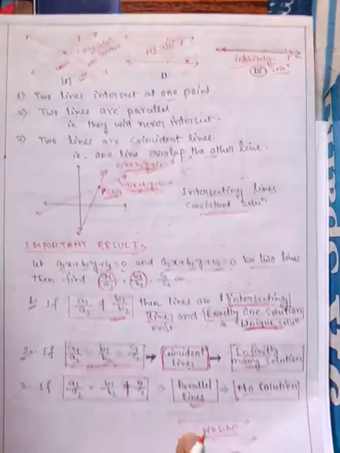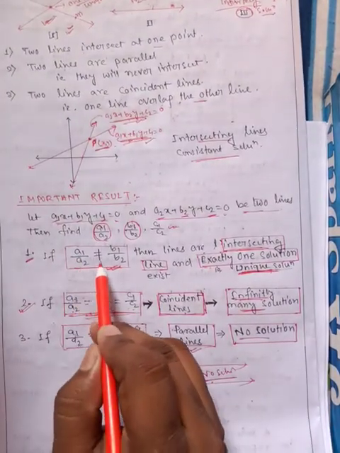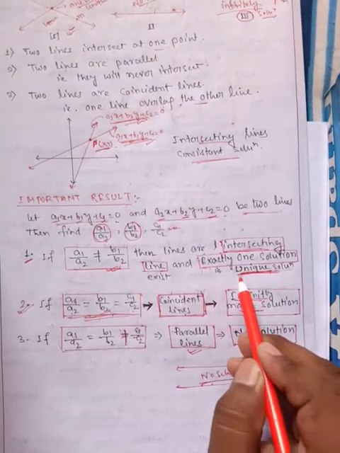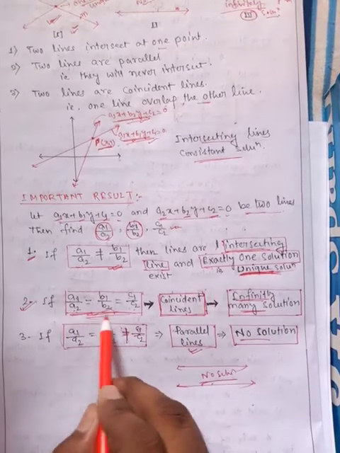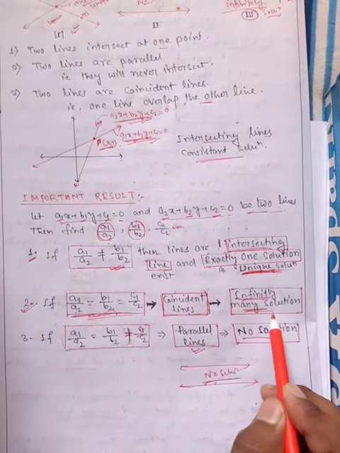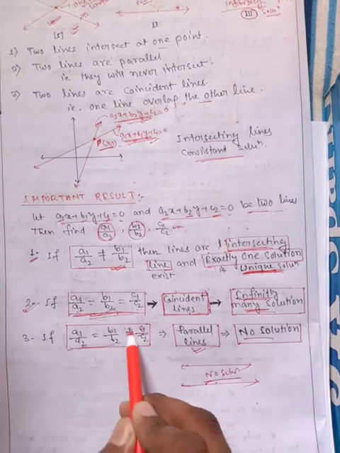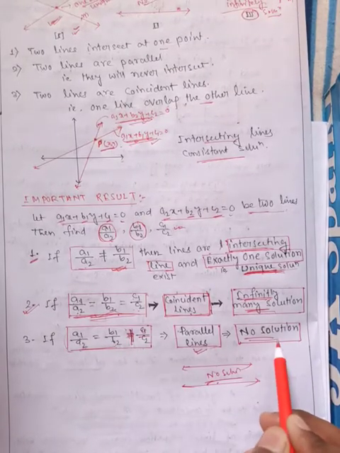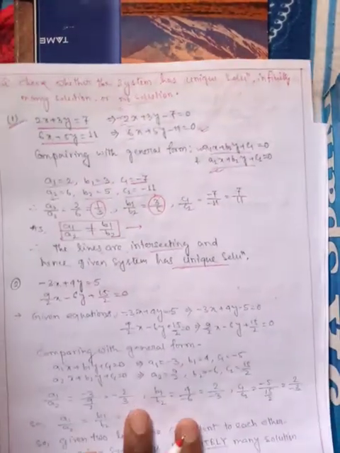Okay. So let's revise the formulas. You can see here, when a1 by a2 is not equal to b1 by b2, there is a unique solution. If the three ratios are equal, then infinitely many solutions. If the first two are equal and the last one is not equal, then no solution. Okay, understood? So go to the next example.